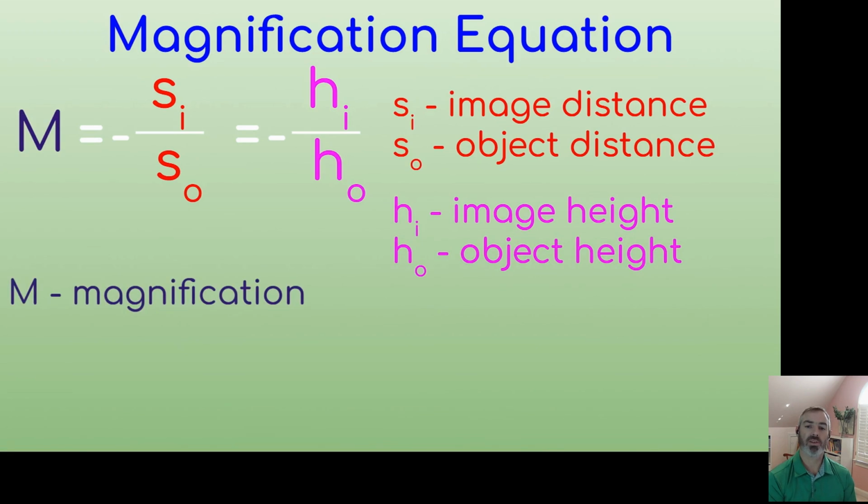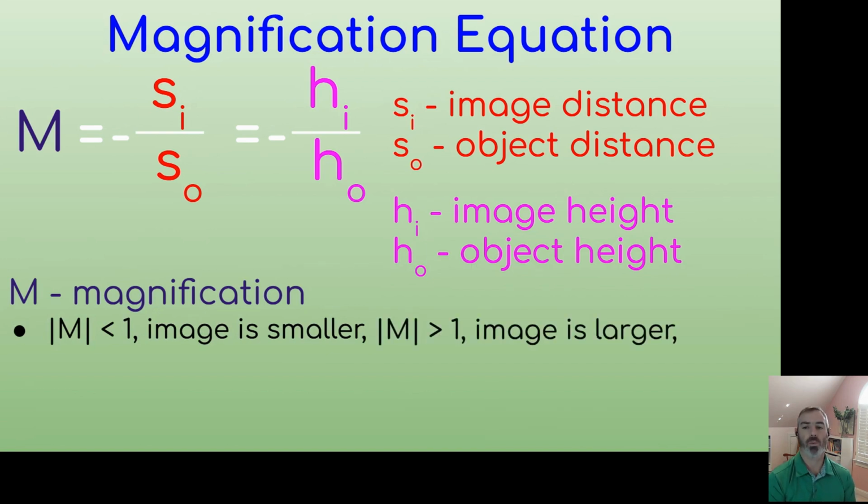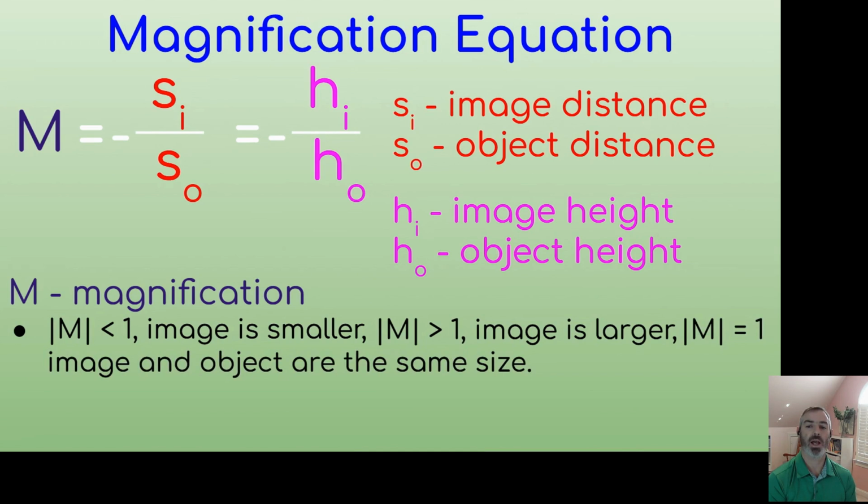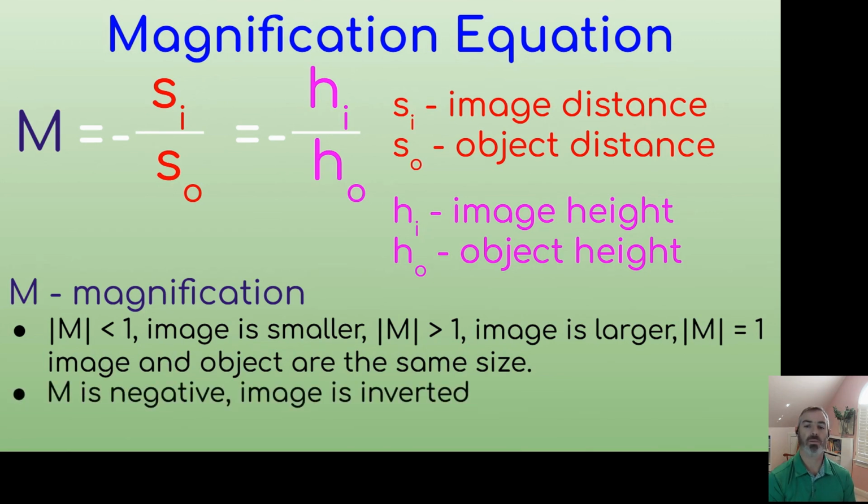Now, some properties of the magnification: if the absolute value of the magnification is less than 1, that means the image is smaller than the actual object. If it's greater than 1, that means the image is going to be larger. And if the magnification equals 1, that means the object and image are the same size. Now, taking into account the sign, if M is negative, that means the image is going to be inverted. If the magnification is positive, that means the image is going to be upright.